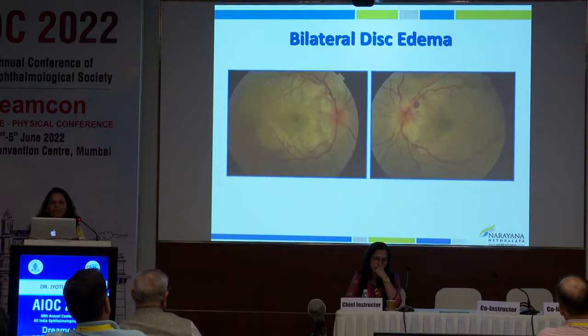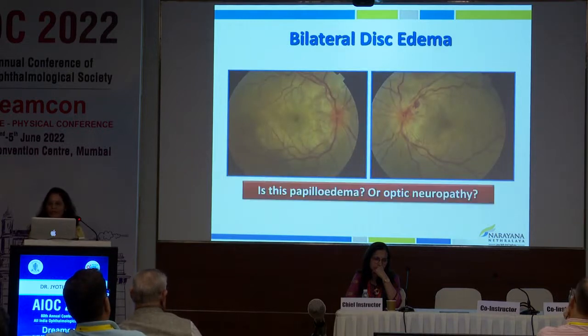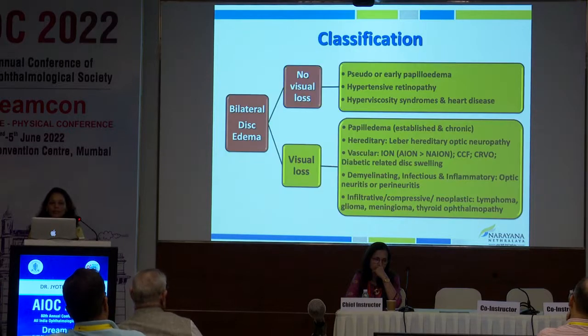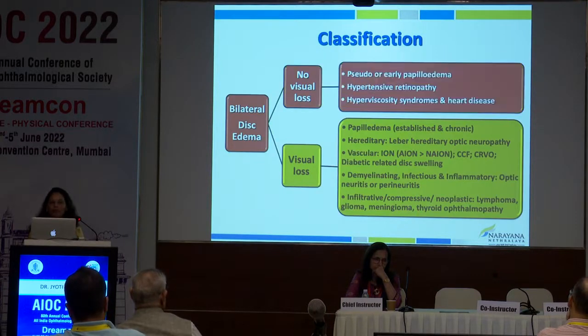Now let's come to the next aspect, bilateral disc edema. When you see a disc like this, we are worried: is this papilloedema or is it a bilateral optic neuropathy? What we can differentiate by is vision loss, which is very important. So, bilateral disc edema, no vision loss. Yes, we've seen pseudo disc edema, but you could also have early papilloedema, hypertensive retinopathy, and hyperviscosity.